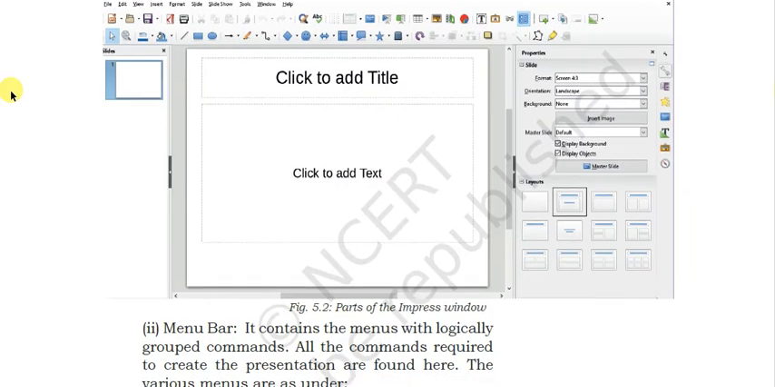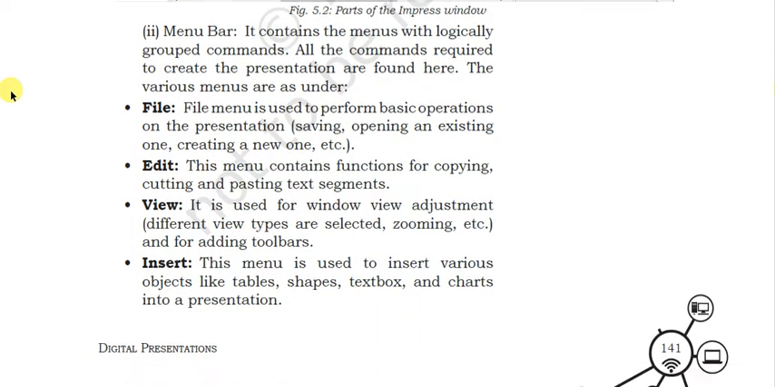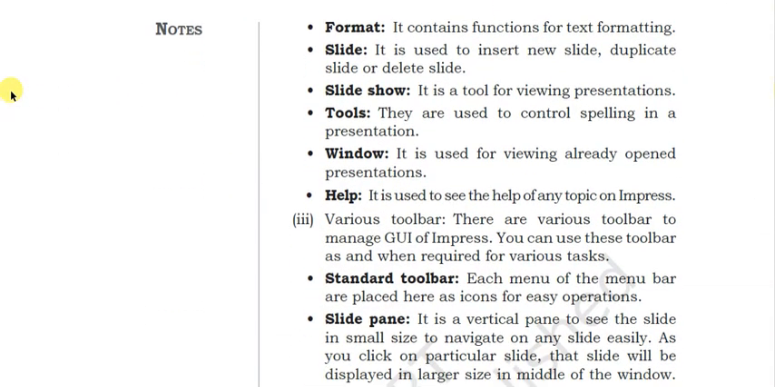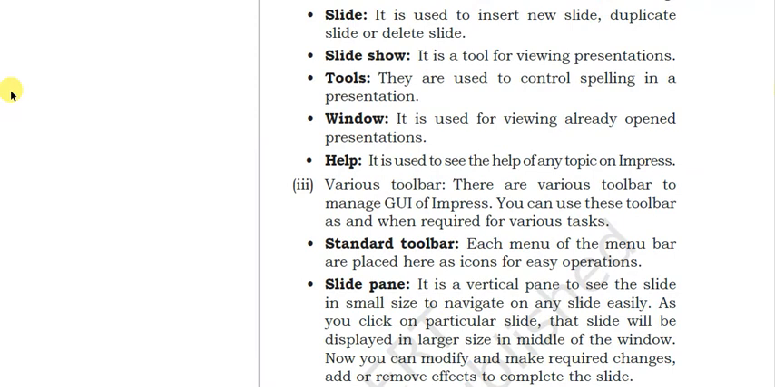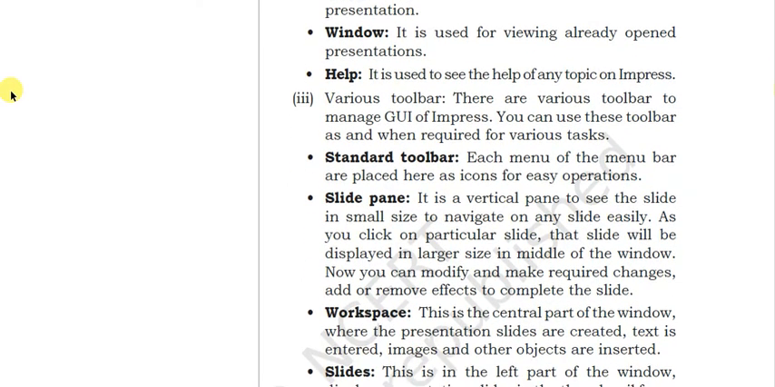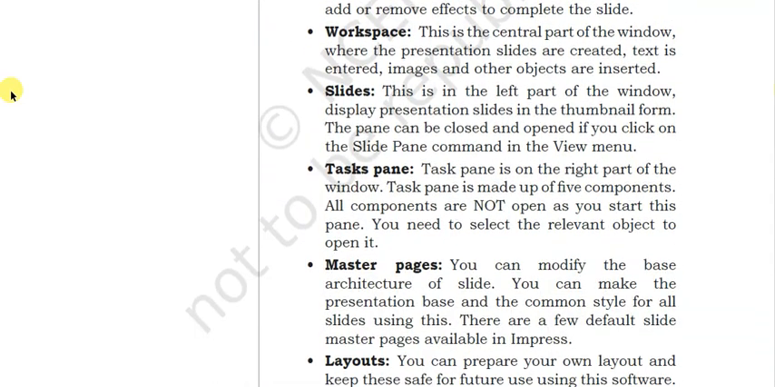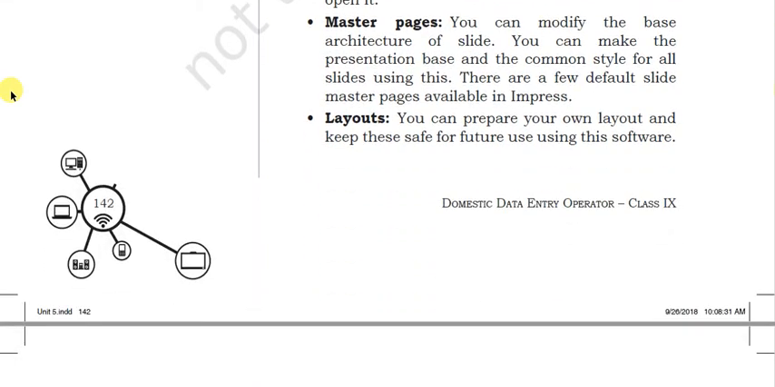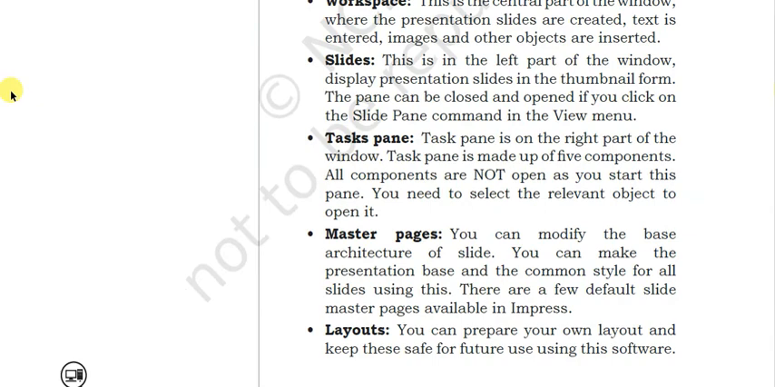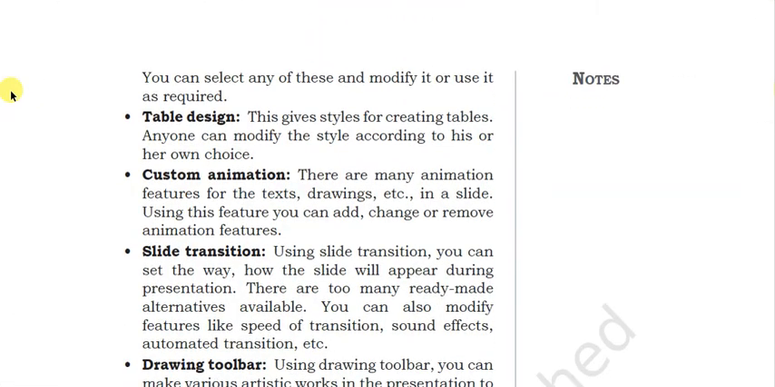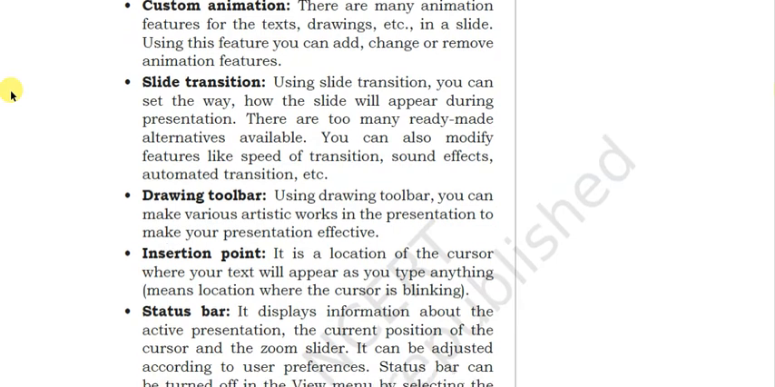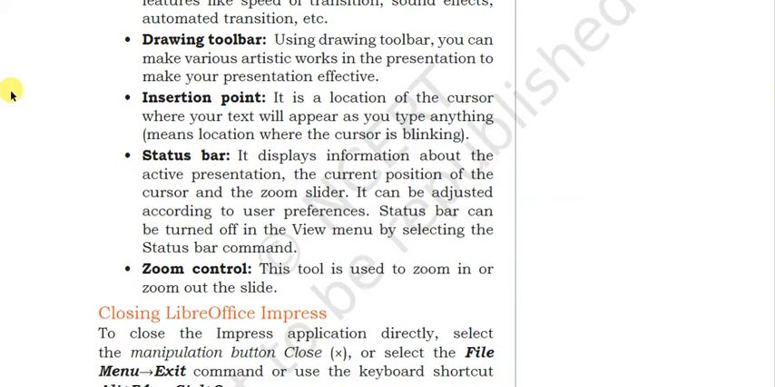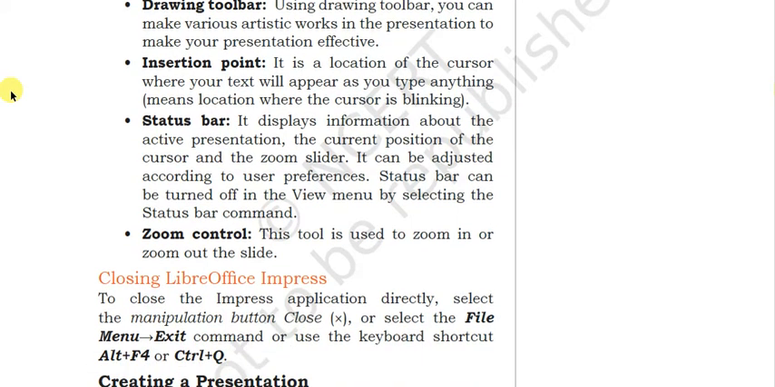So the first top one is the menu bar. The menu is having file, edit, view, insert and format, slide, slideshow, tools, window and help. Then there are different toolbars: standard toolbar, slide pane, workspace, slides, task pane, master pages, layouts, table design, custom animation, slide transition, drawing toolbar, insertion point, status bar, zoom control. These are the parts.